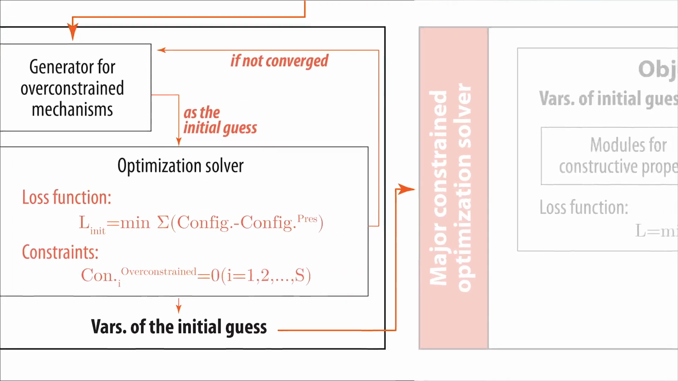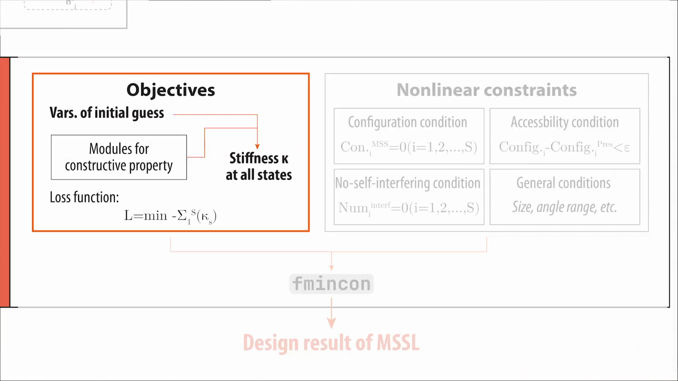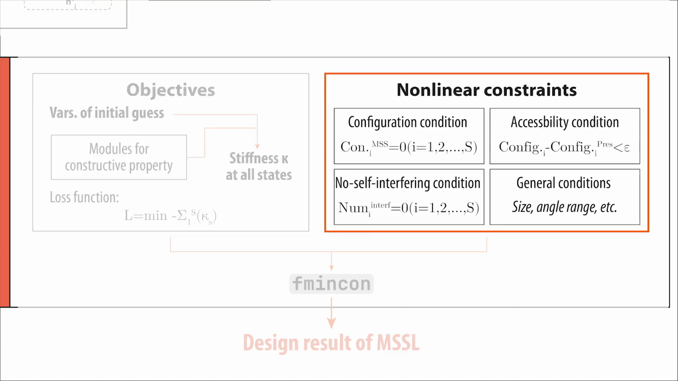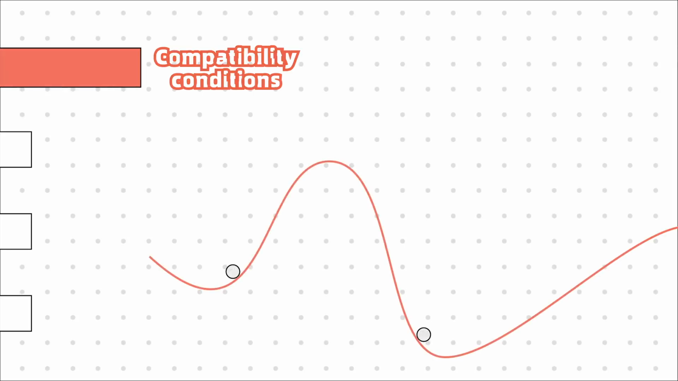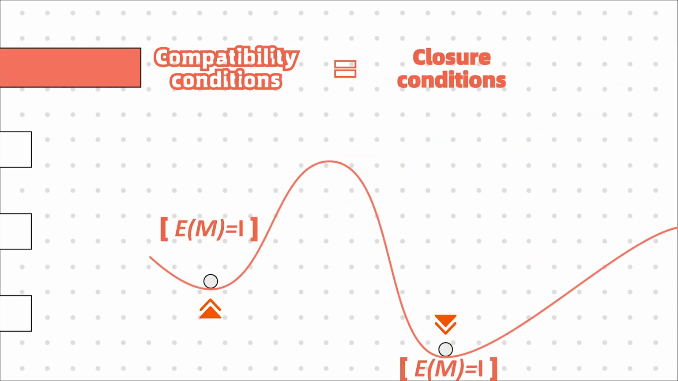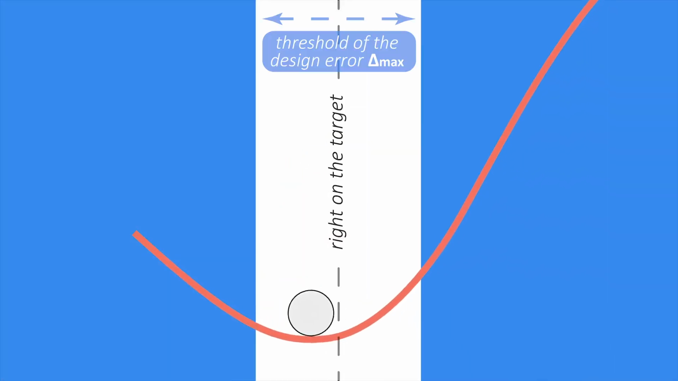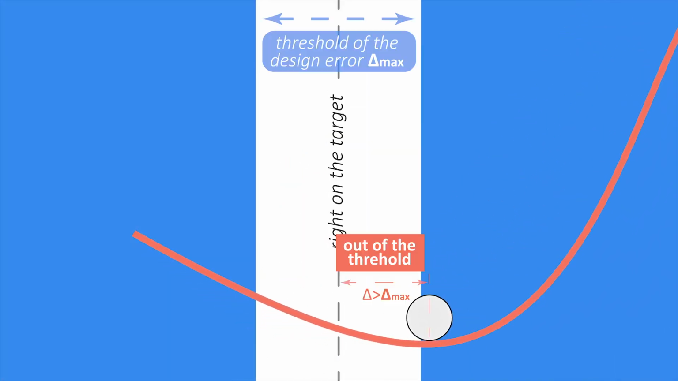And we are going to enter the major constrained optimization solver. The objective function is set to maximize the overall stiffness at all stable states, in case it turns out to be a pseudo-mechanism. As for the nonlinear constraint, it consists of several parts. Essentially, the compatibility condition is aimed to impose the closure equations on the prescribed target states. The accessibility condition defines the threshold of the difference between the result and the target.